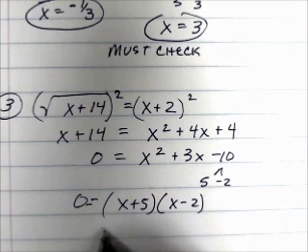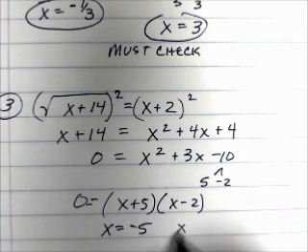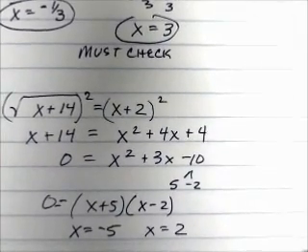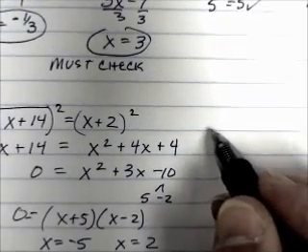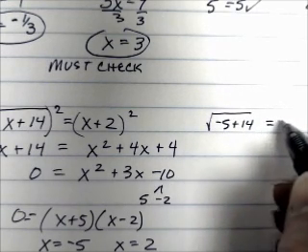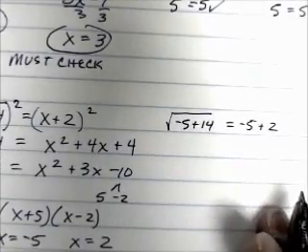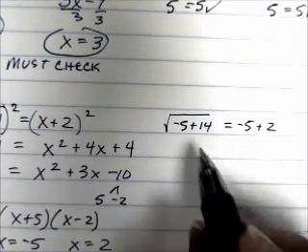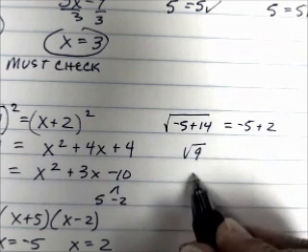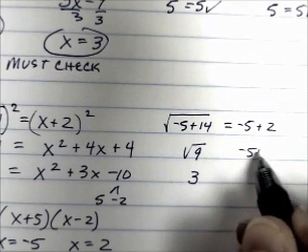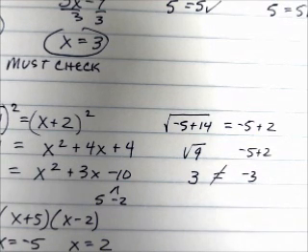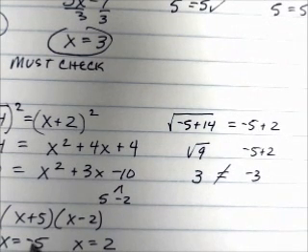Set each factor equal to 0. I'll skip that and go right to our two values, negative 5 and positive 2. And this was an equation containing a radical, so we must check. Going back to the original, the square root of negative 5 plus 14, does that equal negative 5 plus 2? Negative 5 plus 14 is 9, square root of 9 is 3, and negative 5 plus 2 is negative 3. Negative 3 does not equal positive 3. So negative 5 is out.